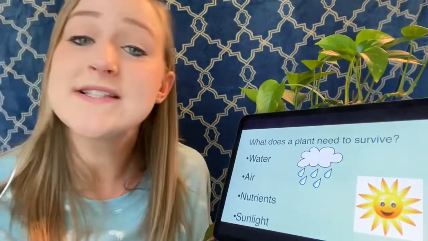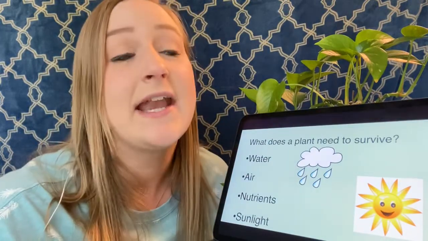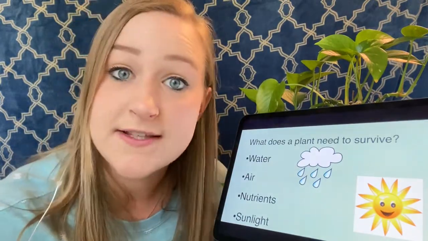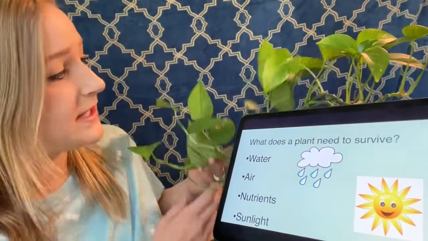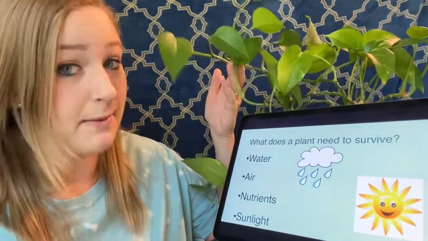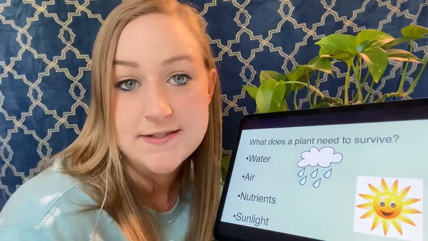All right, what does a plant need to survive? So plants need certain things to survive. Now, I am terrible at taking care of plants. Whenever I have a plant, it usually dies. This is not my plant. Pat belongs to my fiance. I borrowed him. He is much, much better at taking care of plants than I am.